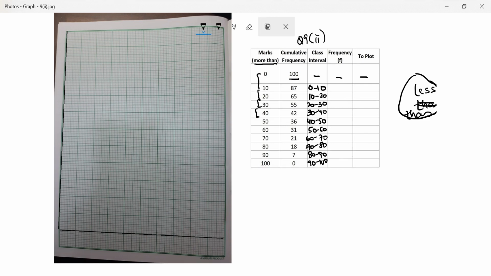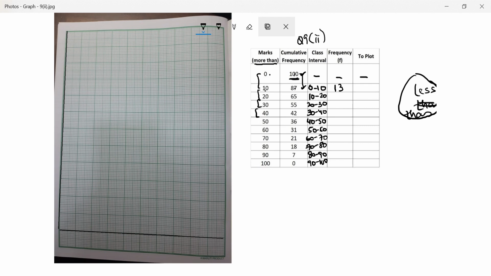Let's look at what will be the frequency. The cumulative frequency is 100, which means all total students put together is 100, right? So 100 students more than 0, perfect. 87 students scored more than 10. So what about the remaining students? How much did they score? Yes, they scored less than 10, between 0 and 10, which means I start subtracting. 100 minus 87, that's 13. So 13 students scored between 0 to 10 and 87 students scored more than 10.